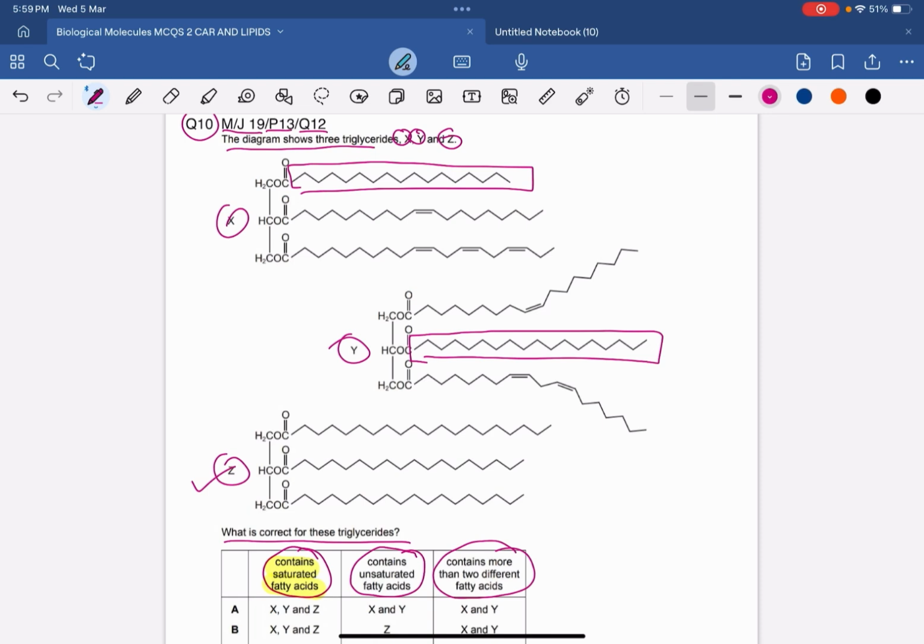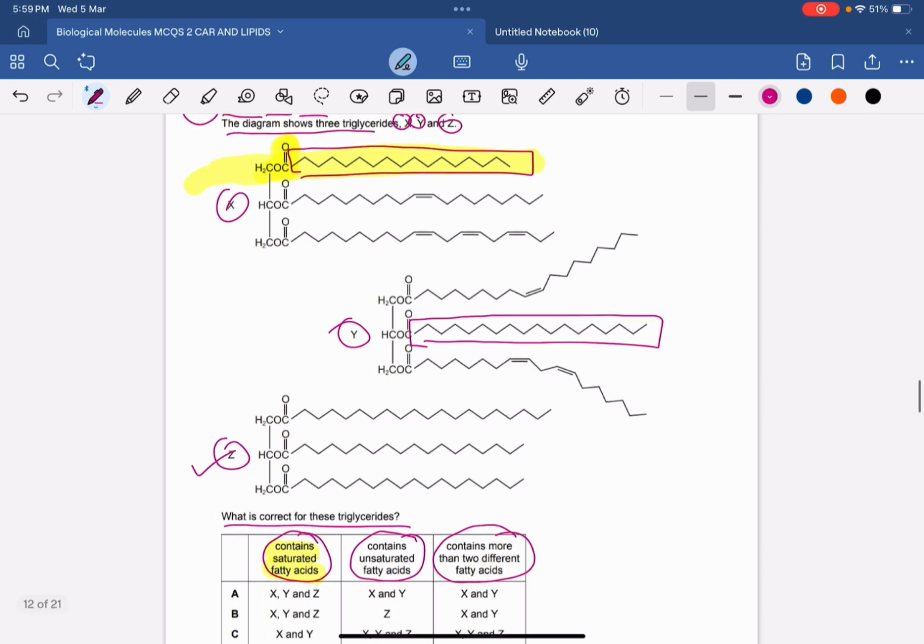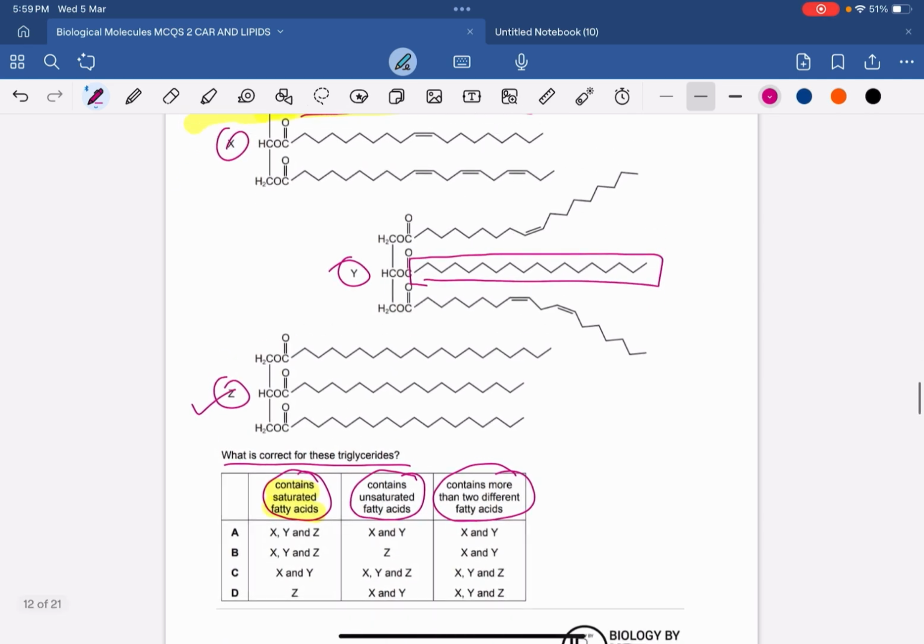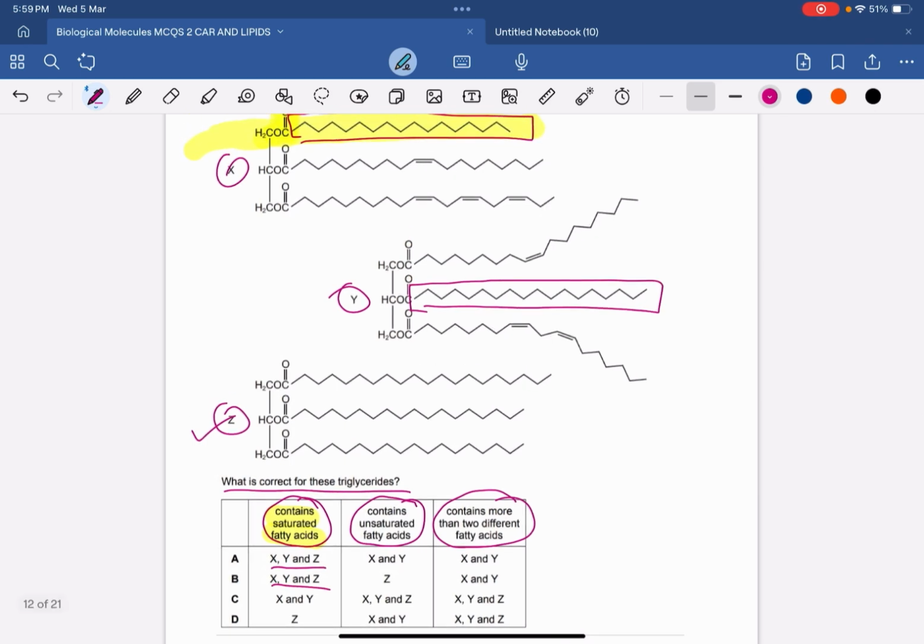If I talk more about this structure, this is the triglyceride structure which is basically made up of the alcohol group, right? This is the alcohol group, and over here this is the fatty acid chain group, right? And they have combined together to form the ester bond. Now, so contains the saturated fatty acid: all X, Y and Z contain the saturated fatty acids.